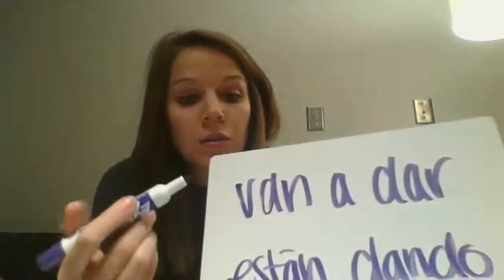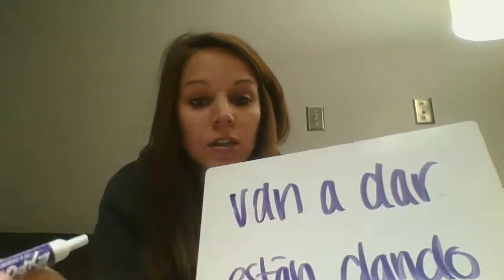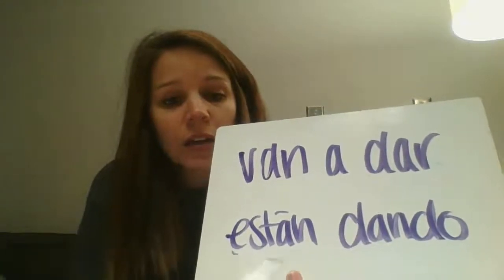Your number 5 has 2 parts. You're going to write they are, part 2, giving. Okay, you know it has 2 parts because you need the word are and you need the word giving. So again, pause me if you need to. So they are going to give. Van is the they are going to give, a dar. And they are giving. Here's the they are, which is están.